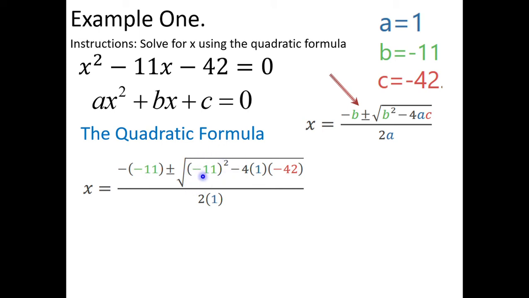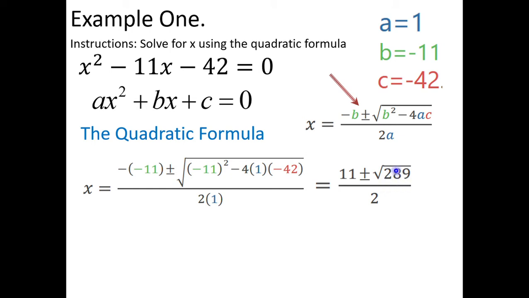Inside the square root, we have a negative 11 being squared. Well, that's negative 11 times negative 11. That's what squared means. So again, negative times negative gives you a positive. So this also gives you a positive number. This last part inside the square root, we've plugged in c here and a there, and it's negative 4 times 1 times negative 42. So again, negative times negative gives us a positive. So this term also turns into a positive number. So you have this positive number added to that positive number, which gives us 289 inside the square root.